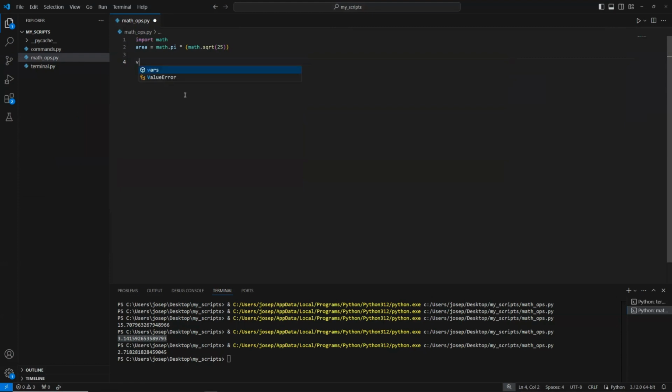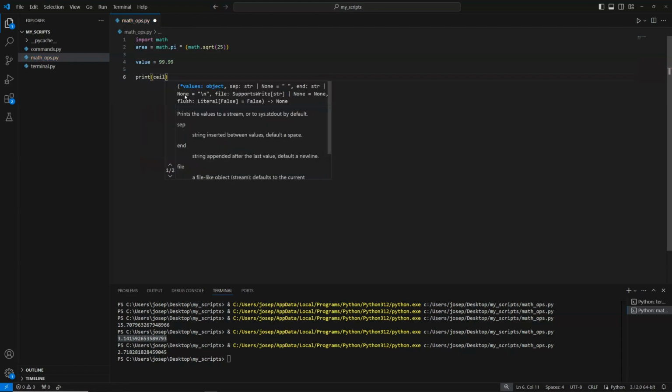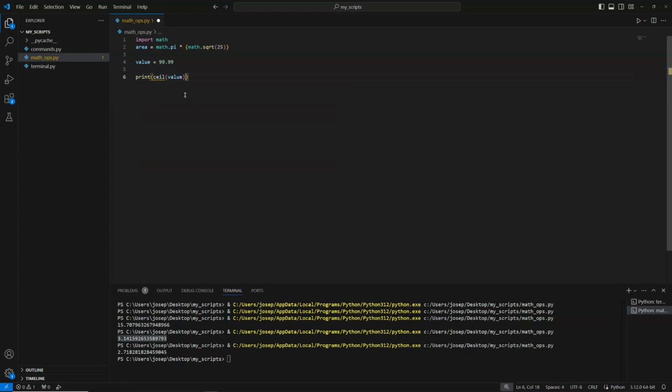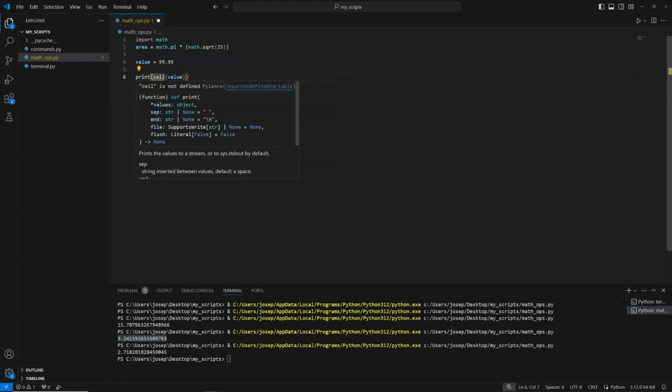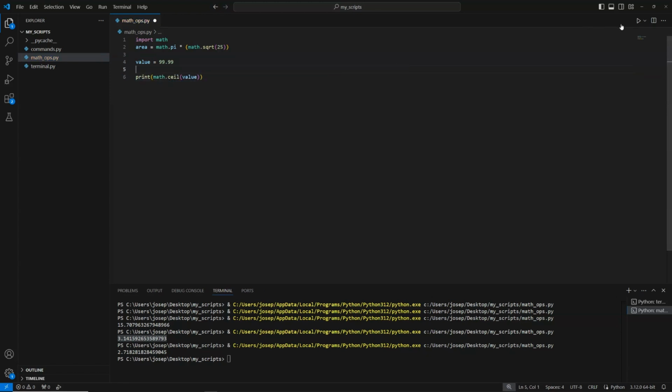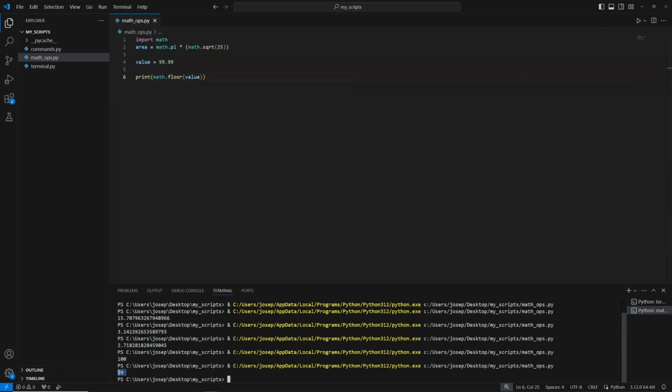If we have a value, let's just say value equals 99.99. What is the ceiling of value? Math.ceiling. 100, so we're rounding up. If we do floor, 99, rounding down.